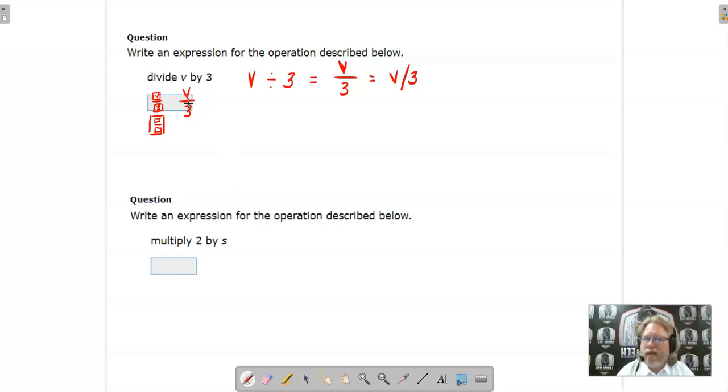Every fraction is a division problem. You'll hear me say that a lot. So here on the next one, we're going to multiply 2 by S. Now, multiplication, we could say 2 times S, right? Or we could also say S times 2. I'd better put the loop on there so S doesn't look like a 5. There, S doesn't look like a 5, hopefully. But due to the fact that S is a variable, we could simply write this as 2S, and we should realize that this means 2 times S, or 2 multiplied by S. So I'm going to type in a 2, type in an S, and hit enter. 2S is the answer.